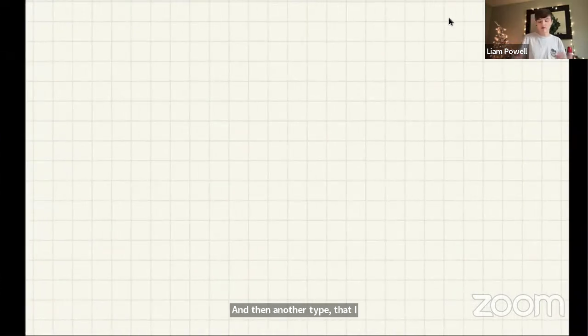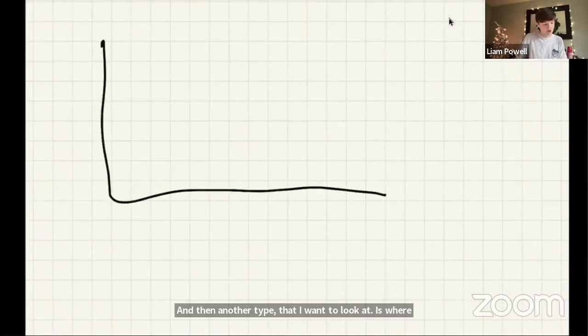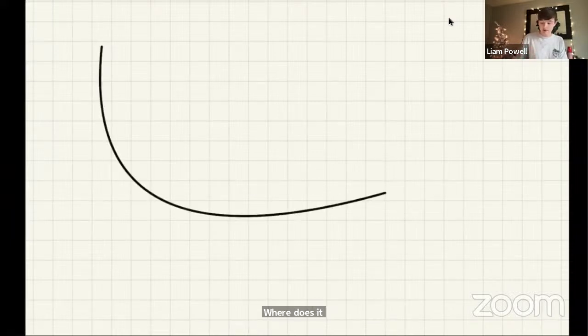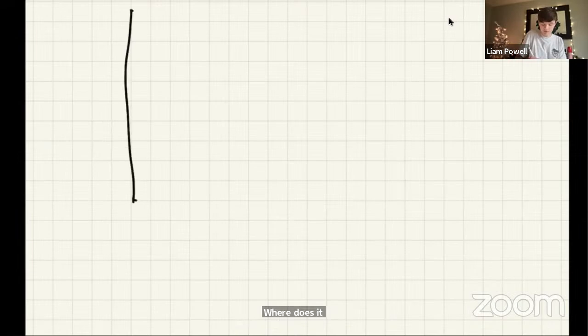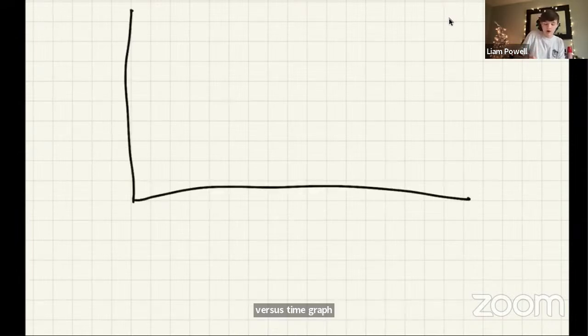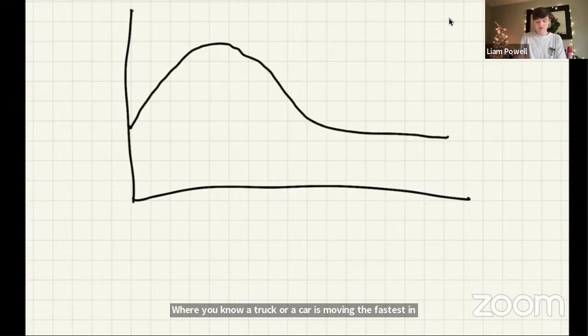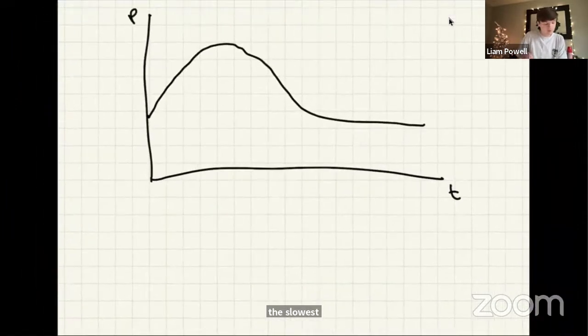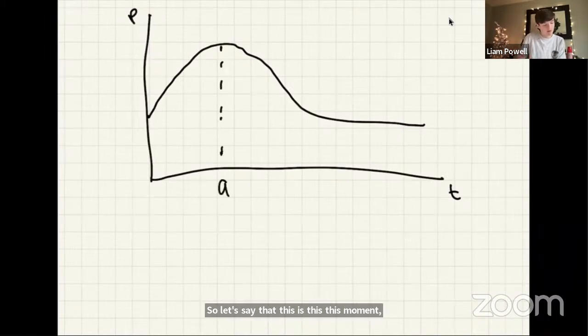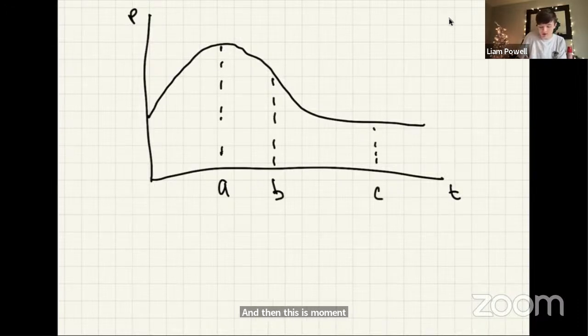And then another type that I want to look at is where, on a position versus time graph, a truck or a car is moving the fastest and the slowest. So time and then position. Let's say that this is moment A, and then this is moment B, this is moment C, and then this is moment D.